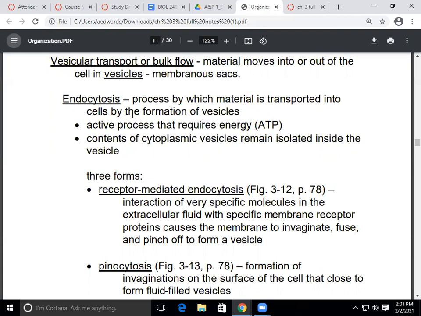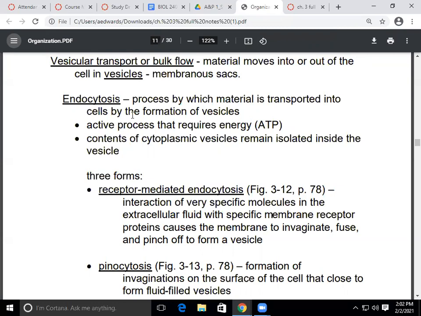Endo is like in. Basically, there are things on the outside of the cell. The cell pinches inward and collapses on it, brings it in, and creates a vesicle. It's active, which means it requires energy in the form of ATP. The contents of the cytoplasmic vesicles are isolated inside the vesicle.